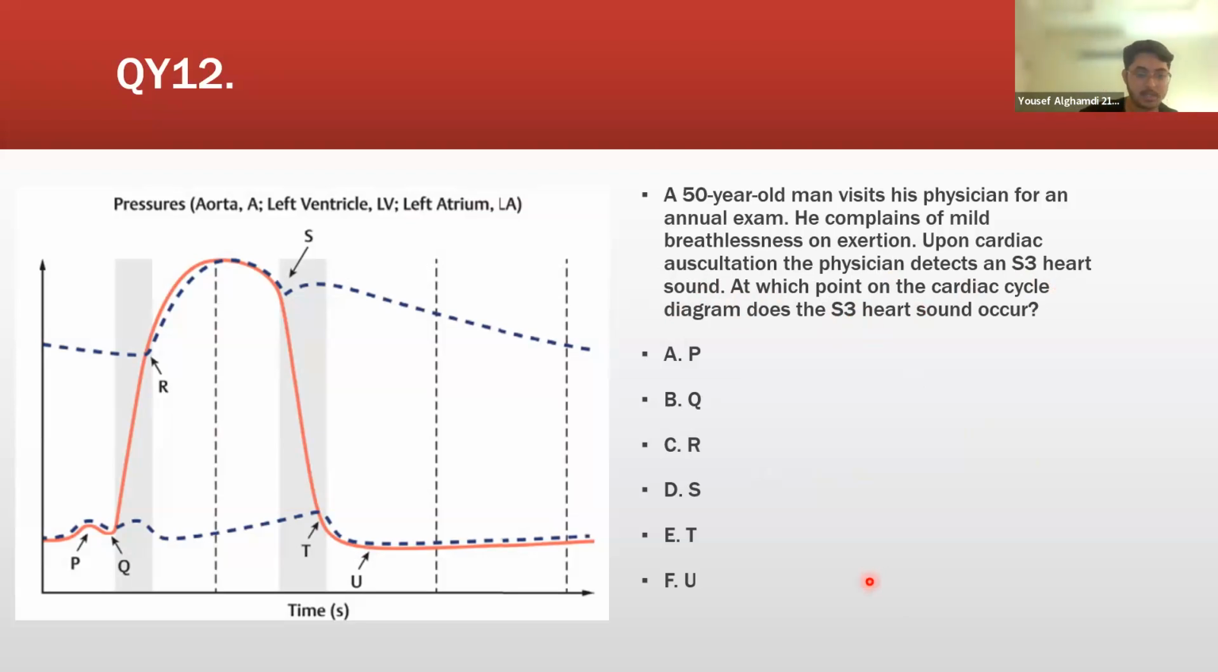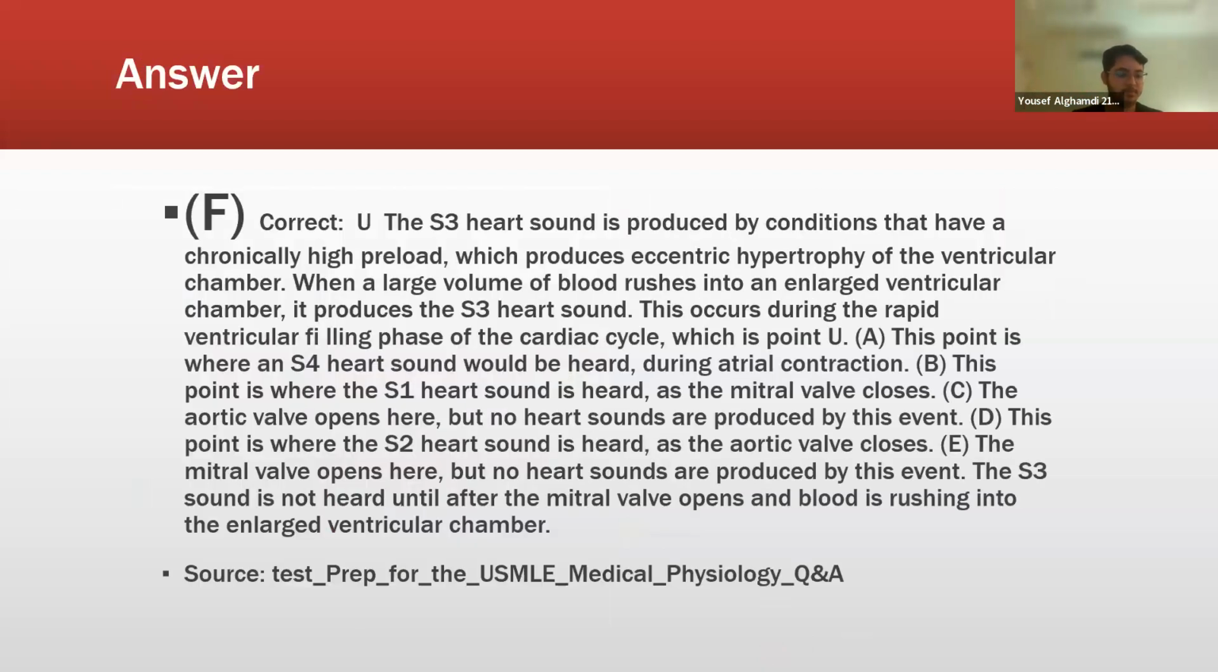So Yasser says U, Saad says F, which is U. Okay. Does anyone have any other answer? I'm not saying you guys are wrong. Okay, yeah, you guys are right. So it would be around here, right? S3. So the sounds are in order, by the way. S1, 2, 3, and then before 1 is 4. So the S3 heart sound is produced by conditions that have chronically high preload, like concentric hypertrophy. But I'm not sure you guys need to know concentric hypertrophy. Yeah, so F or U.